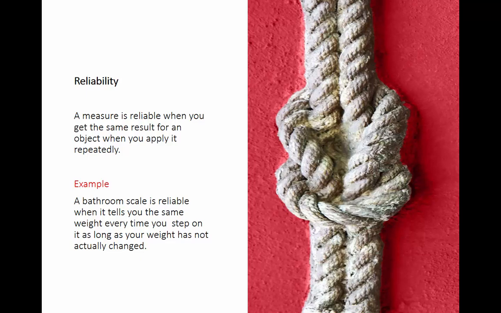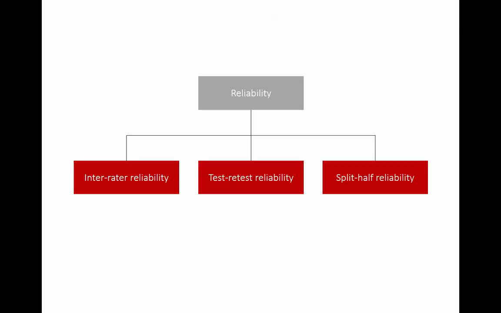It can be off. So maybe I tweak my bathroom scale to show me what I want to see, to take off a few pounds. Or maybe it's just a badly produced bathroom scale and it adds a few pounds here and there. So that means a measure can be reliable. You get the same thing again, but you keep measuring it. But it doesn't mean that it's valid. That's sort of the major difference between reliability and validity.